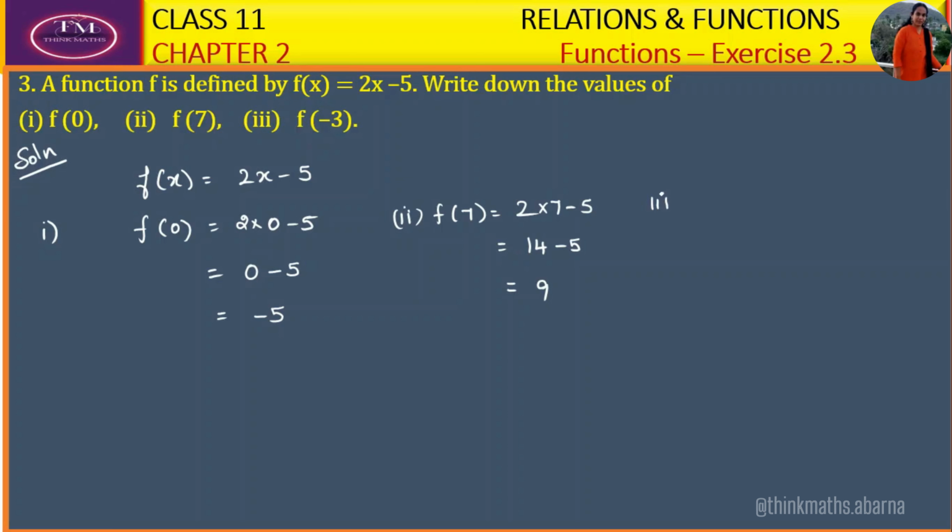Third one, f of minus 3. So instead of x, we have to put minus 3 minus 5. What is 2 into minus 3? It is minus 6 minus 5. If both are negative, add the values and put the negative sign. So 6 plus 5 is 11. So answer is minus 11. So simple, isn't it? So we'll move on to the next question.